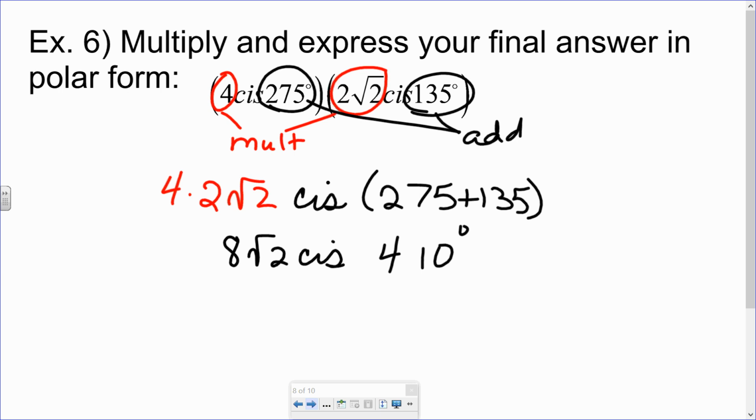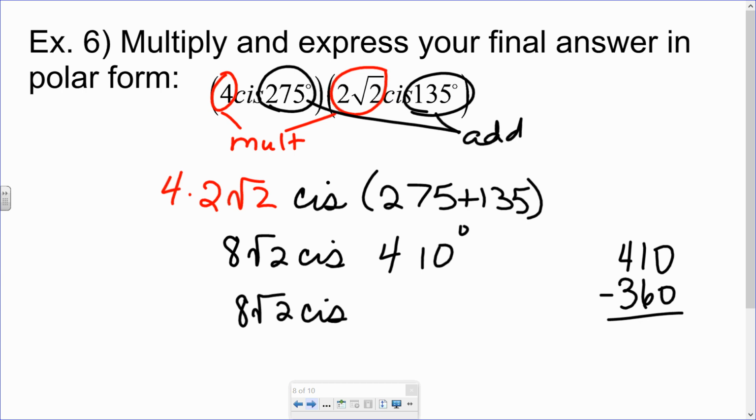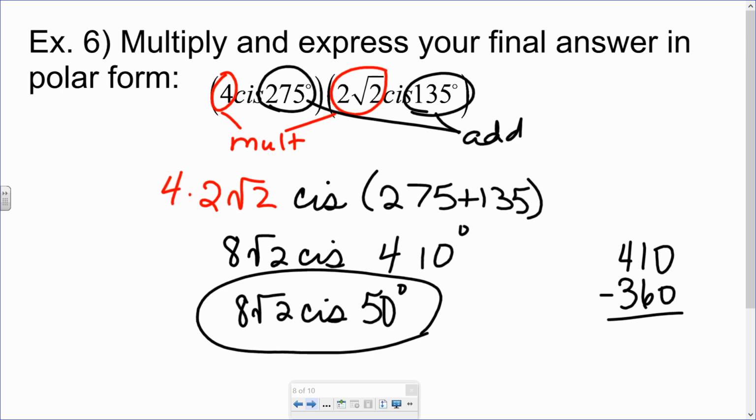No, because I'm going around the unit circle more than once. So, Jen, would you convert it for me? 410 is the same as how many degrees? And how do you get 50 degrees? So we're going to subtract 360, subtract the first time around the circle, 8 root 2 at 50 degrees, and this one just said final answer in polar form, so we're finished. Questions there?